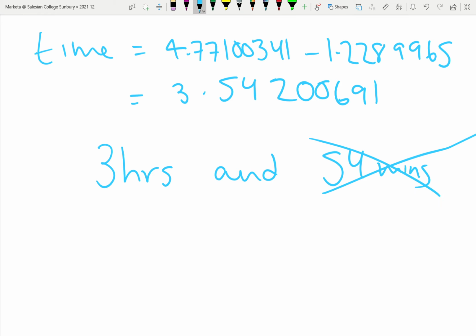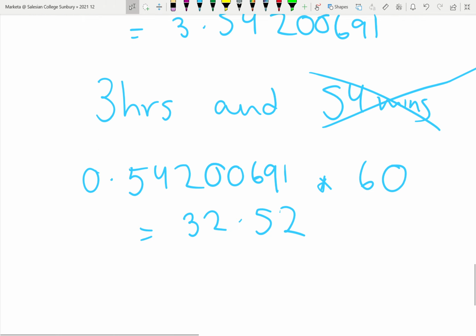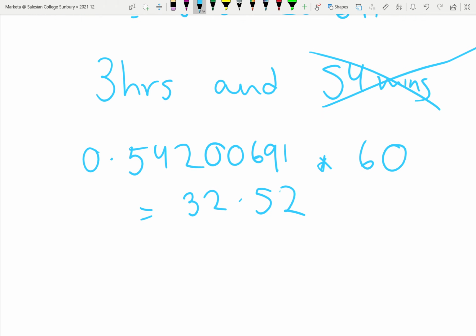No, that's wrong. So what we need to do is find what 0.54200691 is as a part of a minute and of an hour, and that would be out of 60. So we're going to say 0.54200691 times 60, and we get 32.52. And now when we round this, we can say that the amount of time that we are at least 3.1 meters is 3 hours and 33 minutes.